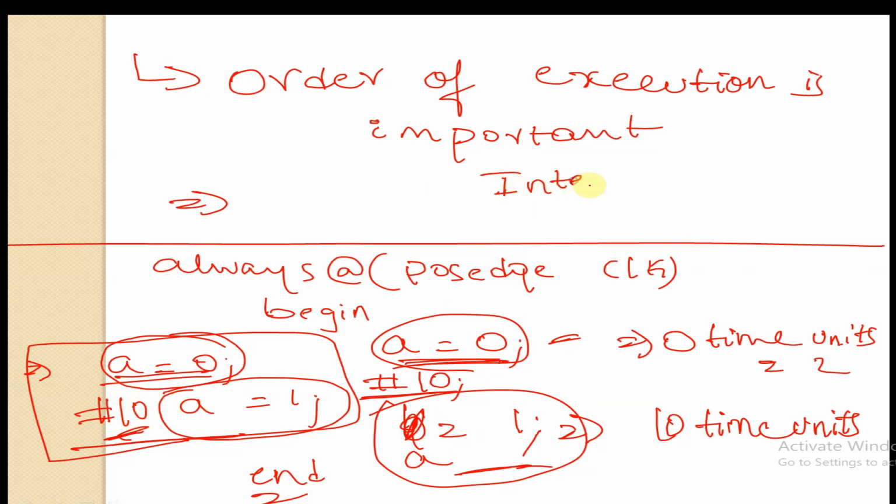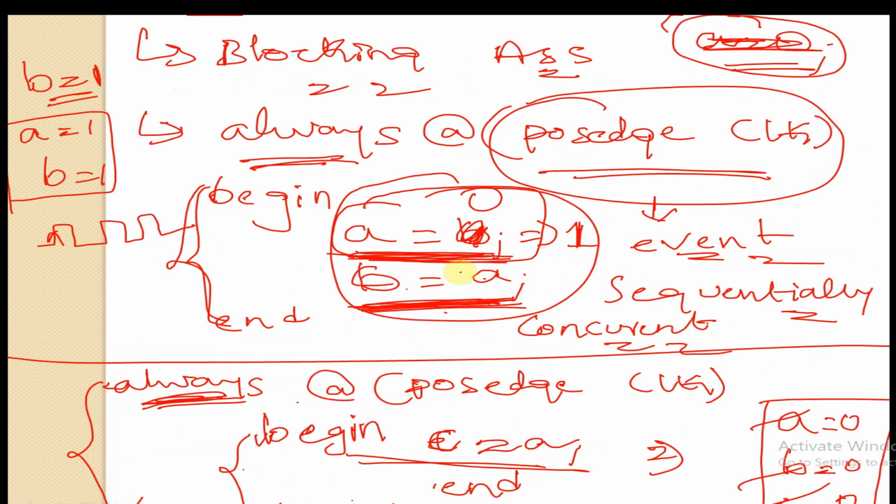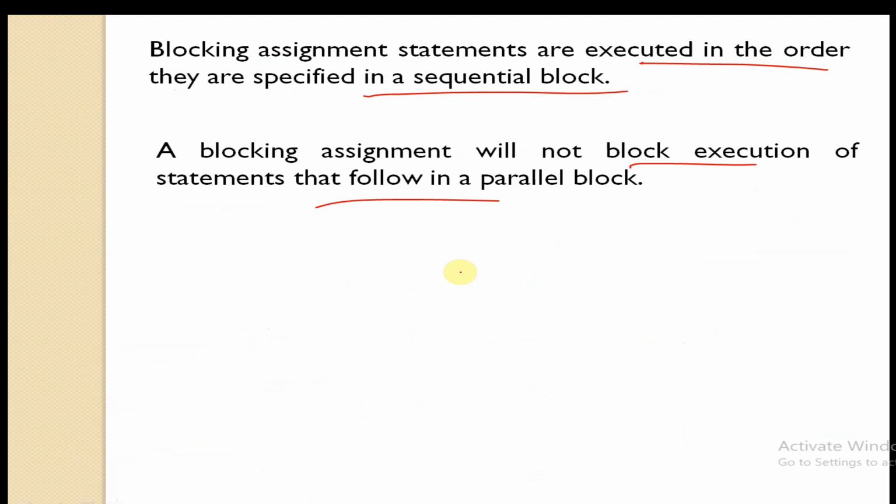In blocking statements we have inter assignment delay, and we also have intra assignment delay. We will discuss this inter and intra assignment delay in our upcoming sessions. For now, keep in mind that in the case of blocking assignments, the order of execution is very important. So this is about blocking assignments in Verilog.